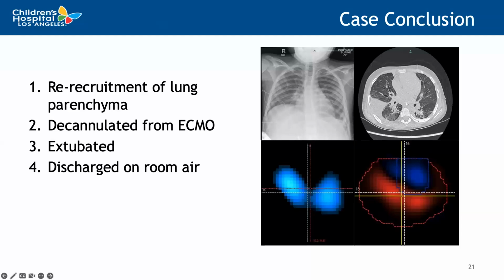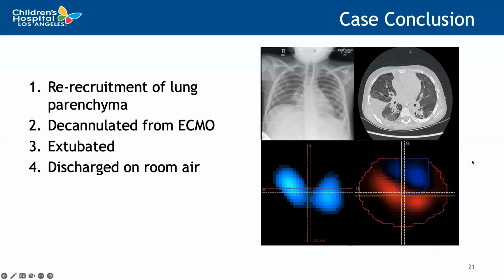The chest CT image shown there was taken around the time of his ECMO decannulation. And as you can see, it just highlights, compared to the images that I showed earlier, the re-recruitment of that lung parenchyma. And he does have a little bit of wedge atelectasis here, but overall a relatively normal chest CT given his earlier presentation.